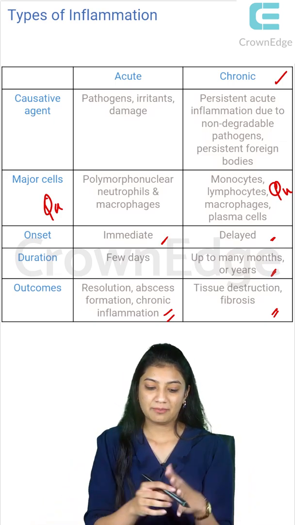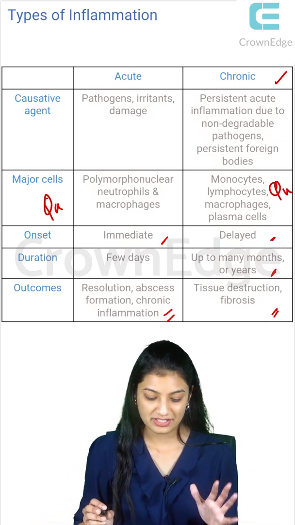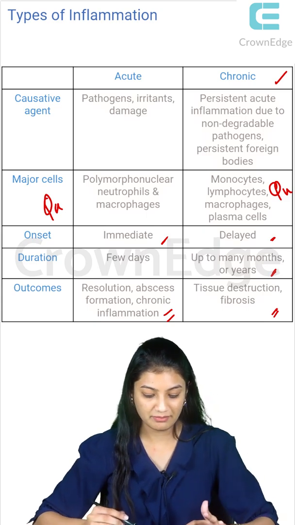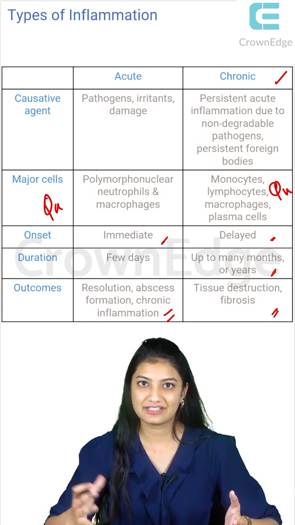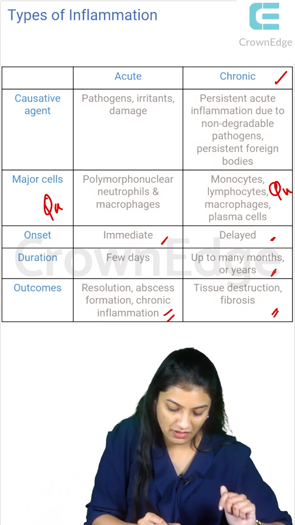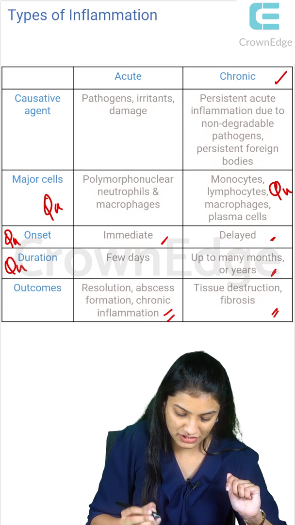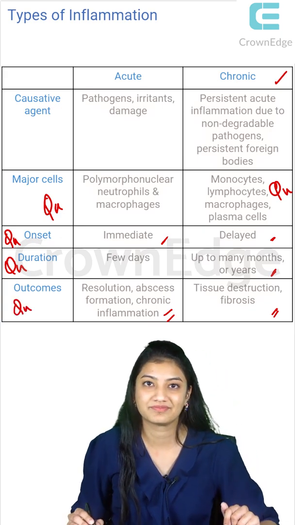So from this particular slide, the questions that can be asked are, what are the major cells seen in acute inflammation? What are the major cells seen in chronic inflammation? What is the onset, what is the duration, and what is the final outcome?